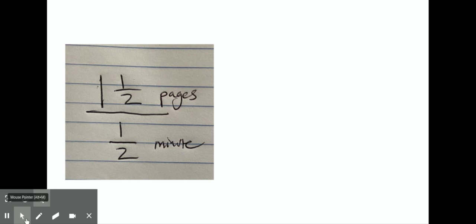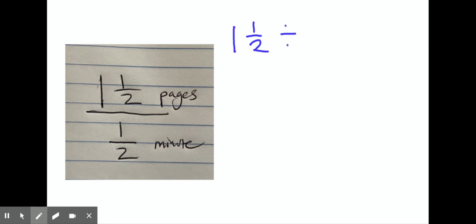Example 3 is we want to find the unit rate of 1 and 1/2 pages divided by 1/2 minute. So I'm going to start by writing the problem. 1 and 1/2 divided by 1/2. The first step that I'm going to do is I'm going to make the mixed number 1 and 1/2 into an improper fraction.